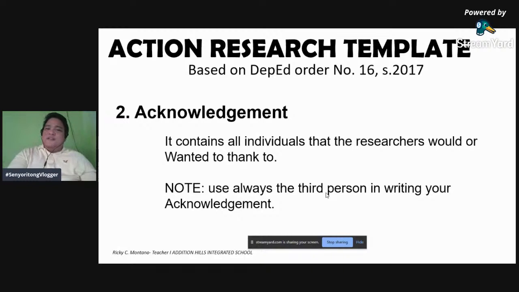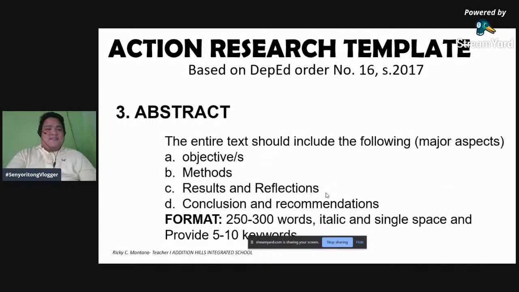It contains all the individuals the researchers would like to thank. Use only the third person, of course, you know that. And the abstract. The entire text should include the following major aspects.